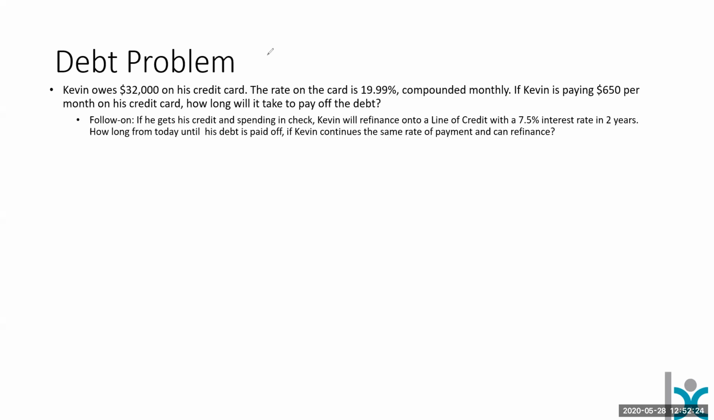Draw a line, right? So we're going to draw our line. Now, what's on this line? What do I know here? $32,000. Okay, what else do I know? So where does the 7.5% show up here? We're still looking at 19.99%, right? Back here, where does the 7.5 show up? Yeah, that's it, right?